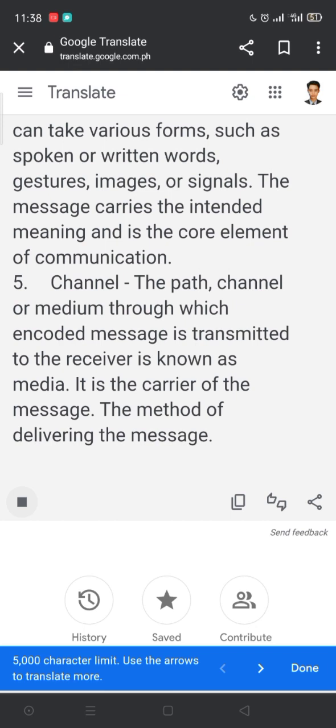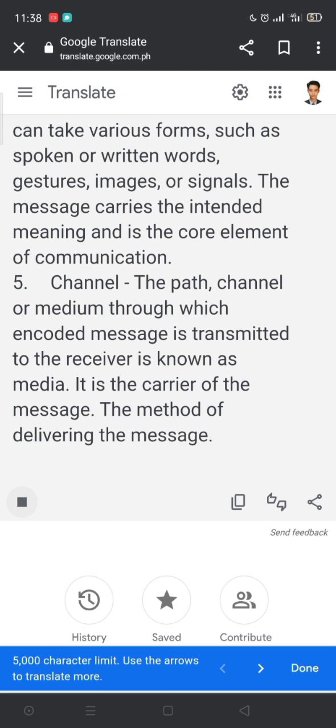Lesson 2. Elements of communication. Elements of communication refer to the fundamental components involved in the process of transmitting information from a sender to a receiver. These elements include 1. Sender. The sender is the person or entity who initiates the communication process by creating and formulating the message. The sender's goal is to convey information or ideas to the receiver.